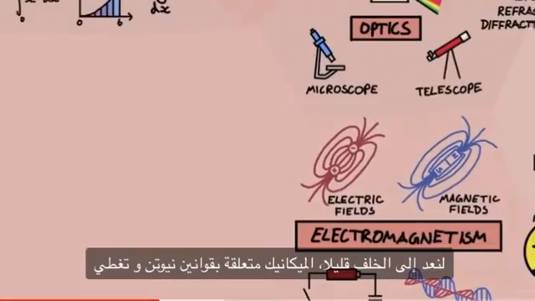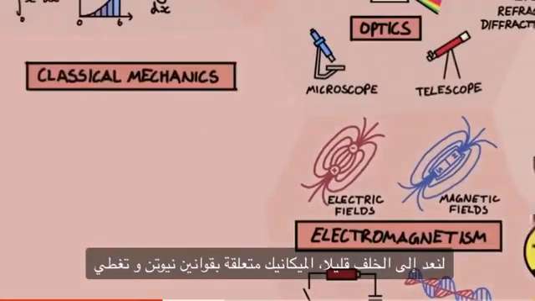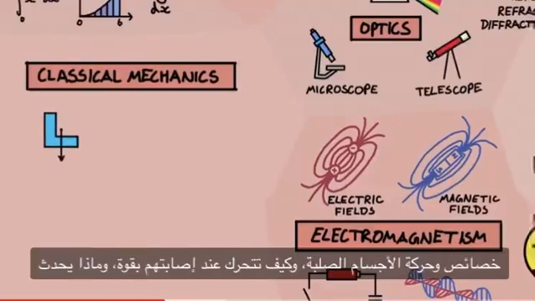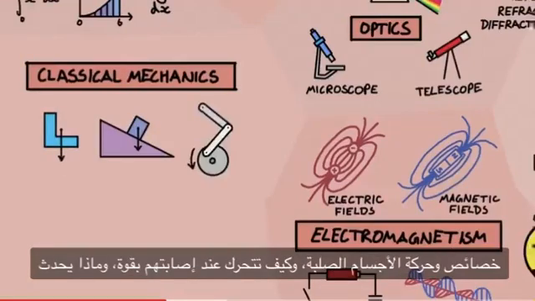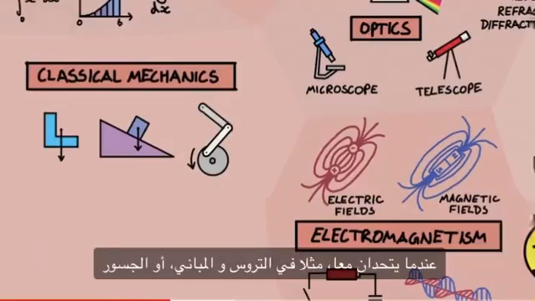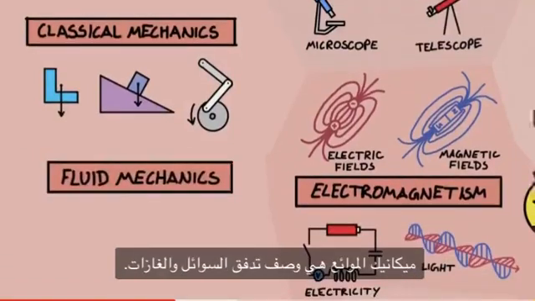Jumping back a little bit, classical mechanics is related to Newton's laws and covers the properties and motion of solid objects, how they move when forces hit them, and what happens when they are joined together, like in gears or in buildings or bridges. Fluid mechanics is the description of flows of liquids and gases.